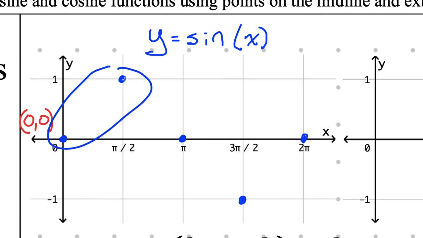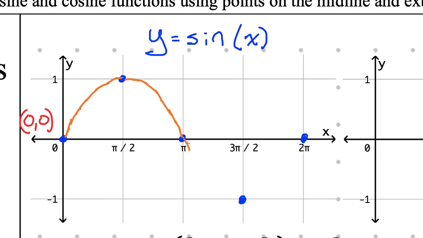I guess the first 2 points are the biggest ones. But what does the graph look like when we sketch through those points? It comes up through this point, has its max, and then it comes down through our midline. Again, our midline is the x-axis in this case. Comes down through our midline. It has its minimum at this trough at 3 pi over 2, and then it comes back up to 2 pi. So that's what our sine function looks like. Those are its points. Main thing: it starts at the origin.